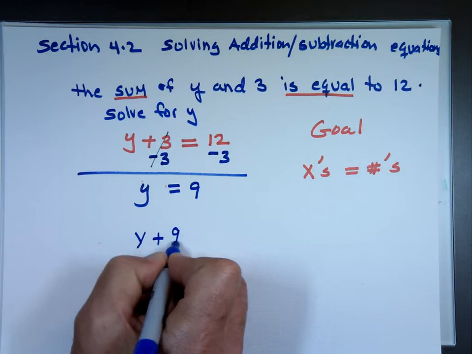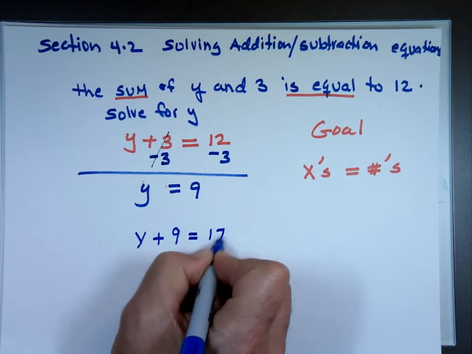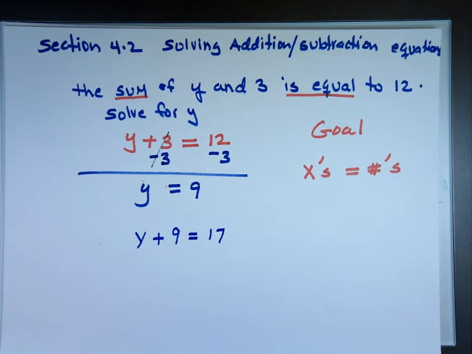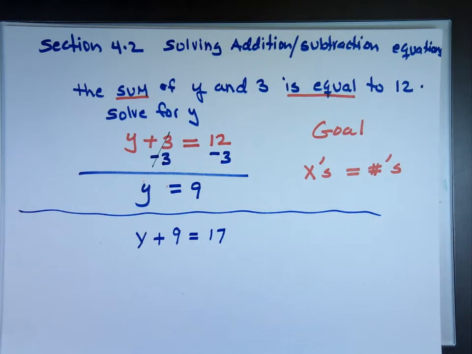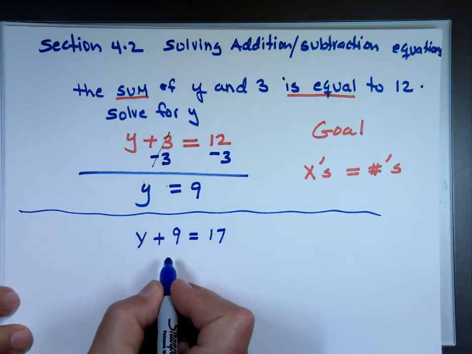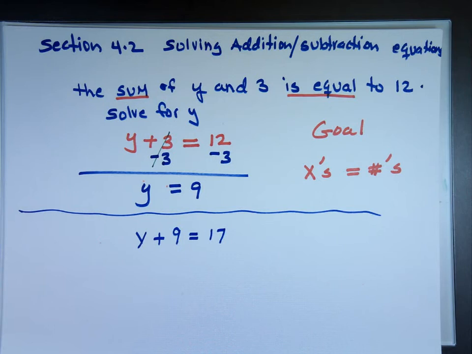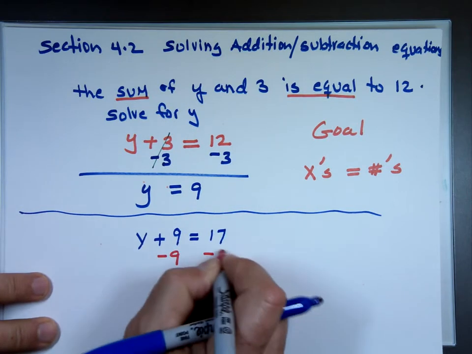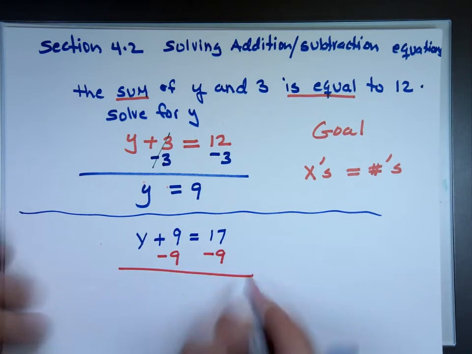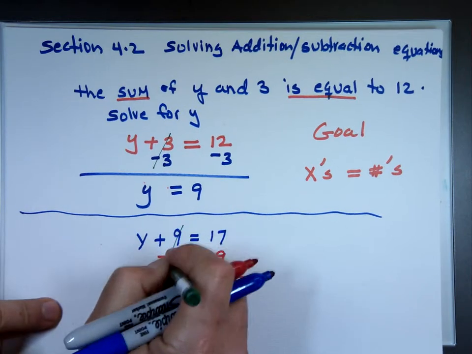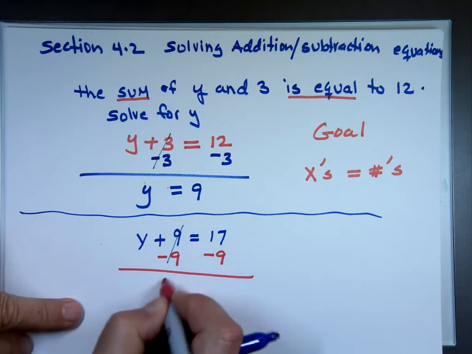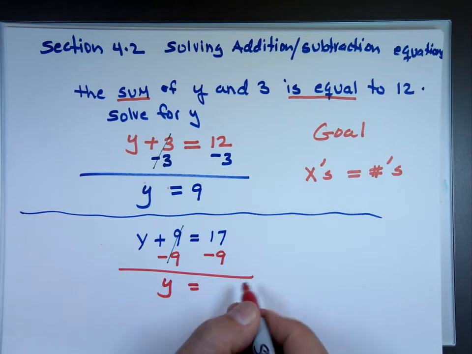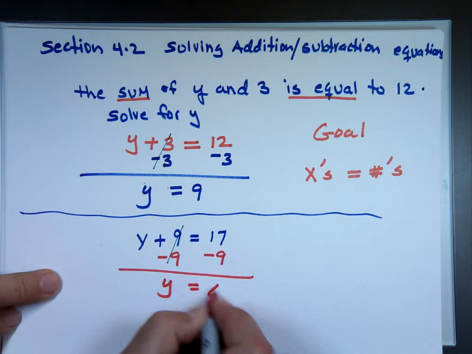Solve: y plus 9 equals 17. So what are we going to do? Subtract 9. These cancel each other out. And we have what? Y equals 17, take away 9. 8.